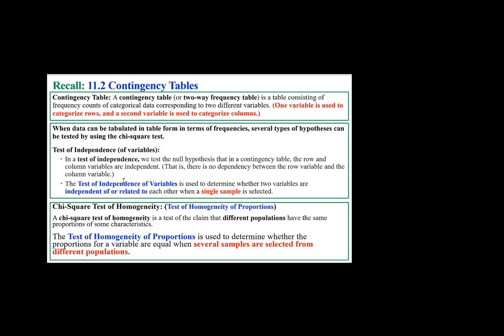So the idea is that we continue using the chi-squared when we deal with contingency tables. We look at the concept known as the test of independence or test of homogeneity. It depends on what type of data we are given. If we are dealing with a single sample, it is the test of independence we are interested in, and if it's several samples, it's the test of homogeneity of proportions.